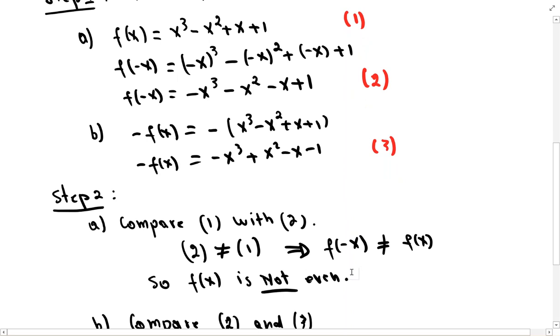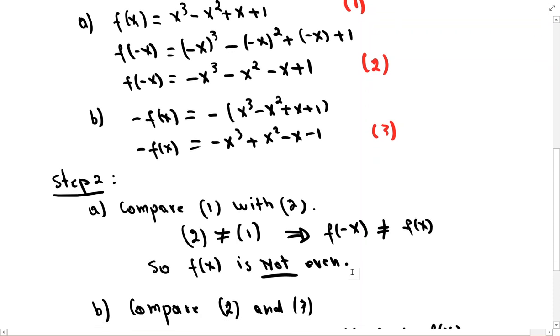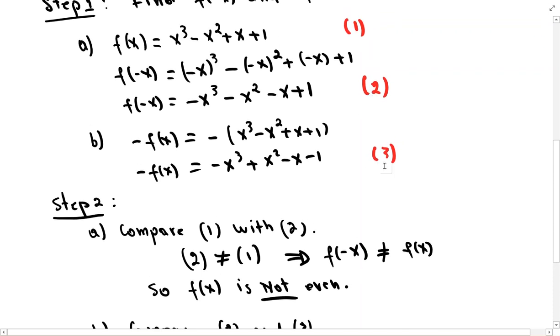So then we go to the second part. We compare equation 2 with equation 3. So we're going to compare f of negative x with negative f of x. Now, when you compare these two equations, 2 and 3, you can see that f of negative x, which is negative x cubed minus x squared minus x plus 1, is different from negative f of x.